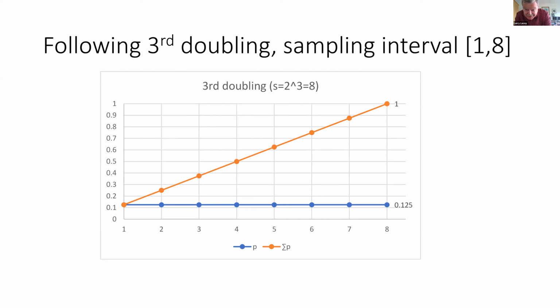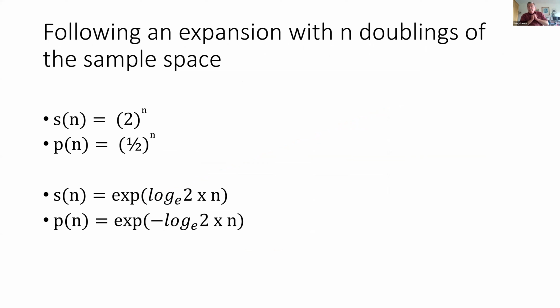So that's the pictorial representation of the words I gave you at the outset. You can do this n times. So the size of the sample space after n doublings is going to be 2 to the power of n. The probability for any given space within the sampling interval is going to be 1 over 2 to the power of n.